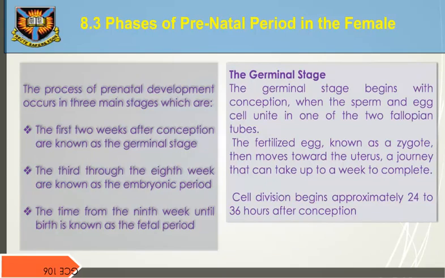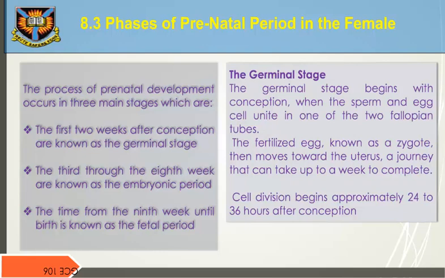Phases of the prenatal period in the female. The process of prenatal development occurs in 3 main stages. The first 2 weeks after conception are known as the germinal stage. The 3rd through the 8th week are known as the embryonic stage. The time from the 9th week until birth is known as the fetal period.